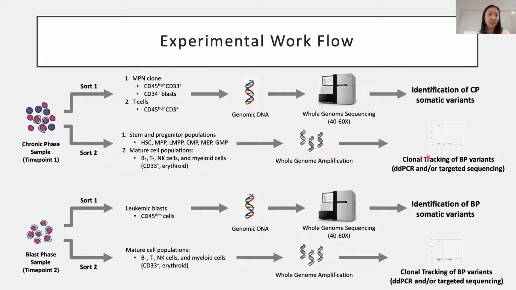From the blast phase sample, we also performed a similar sort, but only collected mature populations, which were also subjected to clonal tracking of blast phase variants. Stem and progenitor populations from this time point were not collected owing to the fact that there would be considerable contamination from leukemic blasts and difficulties in later interpretation of our results.